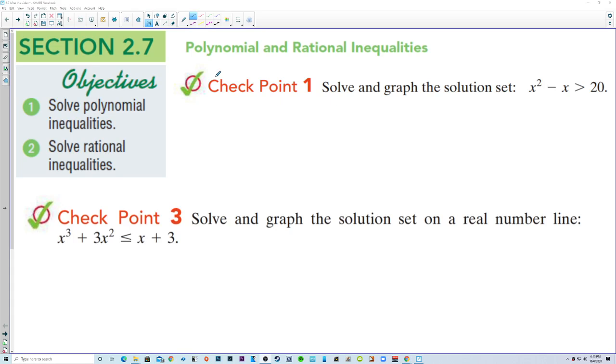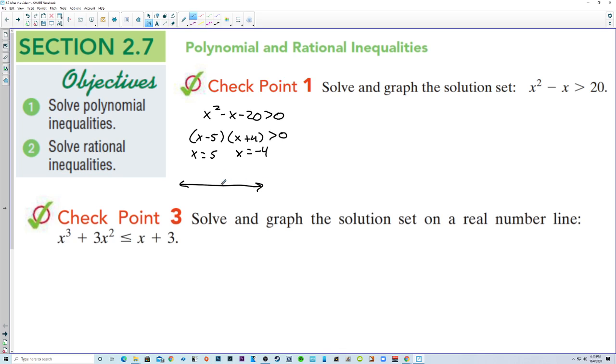This is section 2.7 on polynomial and rational inequalities. We have checkpoint 1, solve and graph the solution set. Well, let's compare this to 0. So we're going to minus 20 over. That's greater than 0. Let's factor: x minus 5, x plus 4, greater than 0. So the zeros are x equals 5 and x equals negative 4, but I notice this doesn't have equal to.